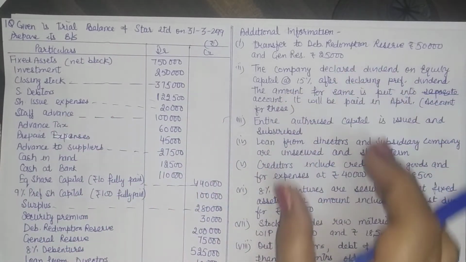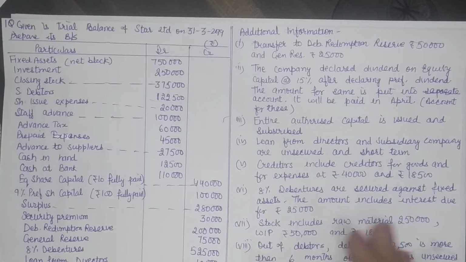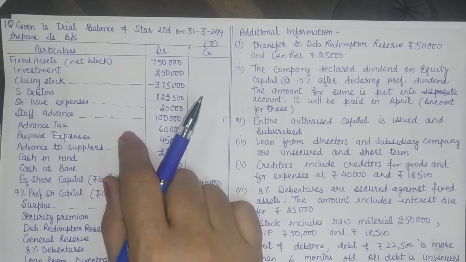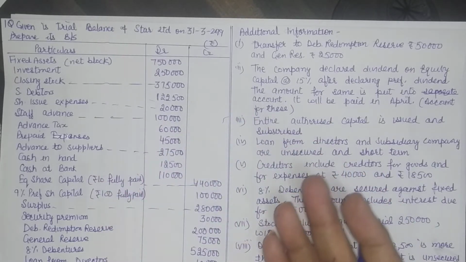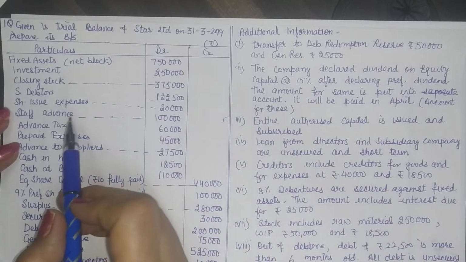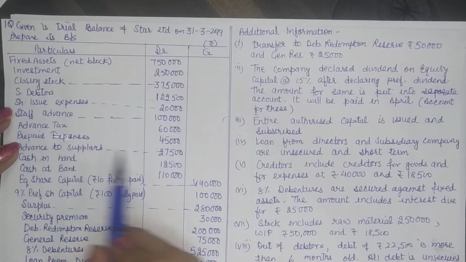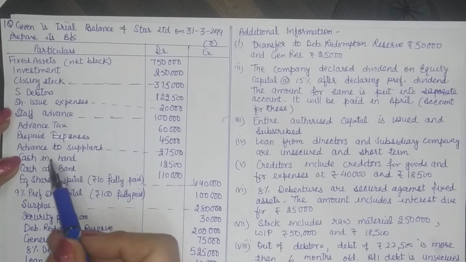So we will just look at the additional information. If something is there which can explain the nature, that is fine. Otherwise, we will classify them by making some assumption. Staff advances, prepaid tax, prepaid expenses, advance to suppliers. So these are your advances.